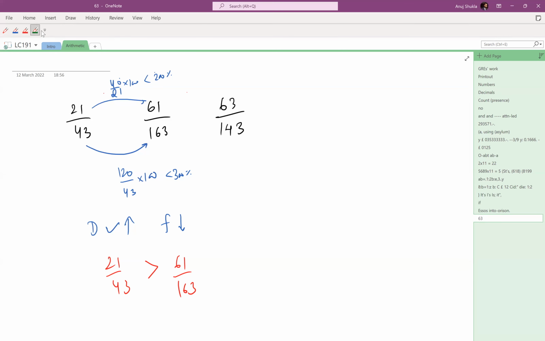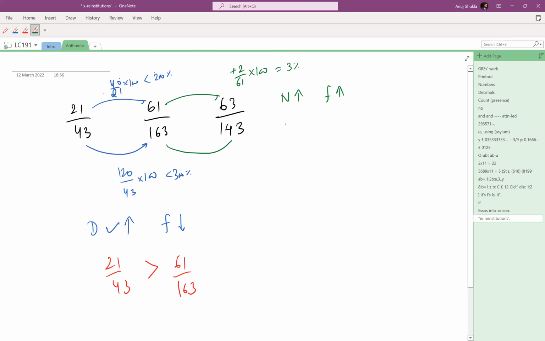Same way, second one, 61 to 63. It is approximately 2 by 61 into 100, that is 1 by 30, or you can say approximately 3%. Yes. 160 to 143, it's a reduction. So in the first case, numerator is increasing, so the fraction will be increased. In the second case, denominator is reducing, again the fraction will be increased.